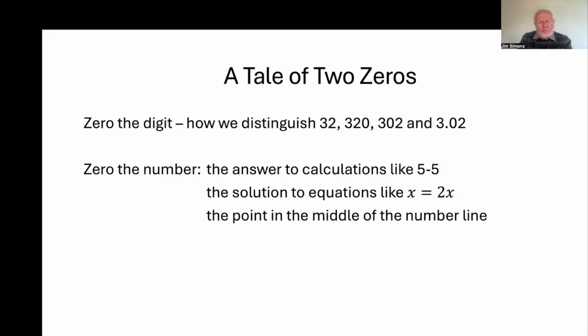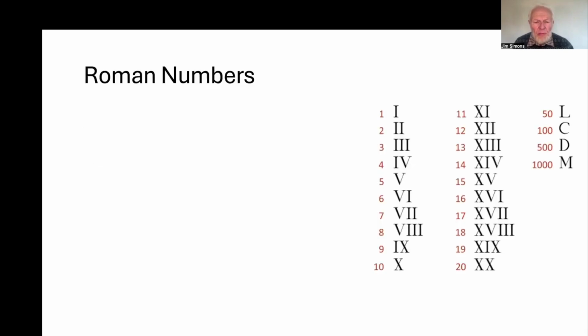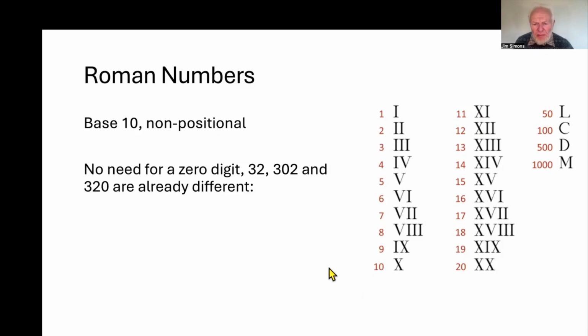So to illustrate the difference and the similarities between these numbers, let's consider some ancient number systems that had either one or the other of these, or both, or neither. We start with the Romans, which is probably the most familiar of the ancient number systems to you. This is a base 10 system, like ours, but it's non-positional in the sense that the symbol for 1 is different from the symbol for 10 and different from the symbol for 100. Let's not worry too much about the 5 and 50 and 500 business for this purpose. So they had no need for a zero digit.